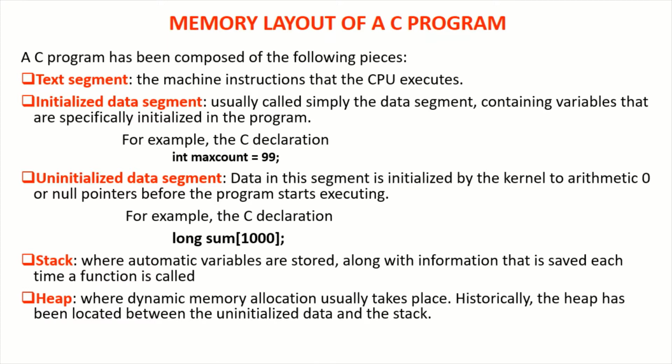Here we discuss the memory layout of a C program. A C program is composed of the following pieces. First one, the text segment: the machine instructions that the CPU executes. Usually the text segment is sharable, so only a single copy needs to be in memory for frequently executed programs such as text editors, the C compilers, the shells and so on.